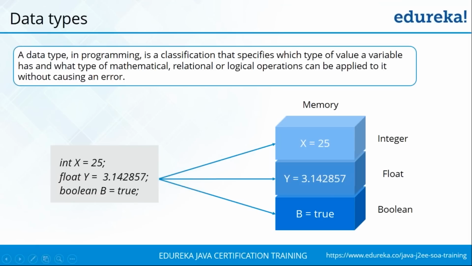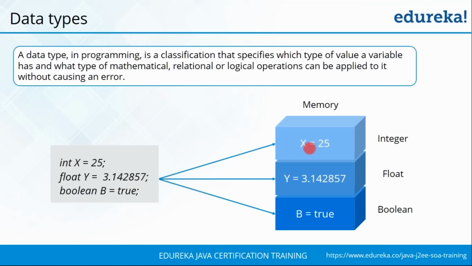Now, as we had discussed earlier, if you look at the same example, I have an integer value, I have a float value, I have a boolean value. Basically, this is telling the machine that I need some space for an integer variable and I'm going to store the value 25 in that. So that is what exactly you mean by this statement. Similarly for float y and boolean b as well.